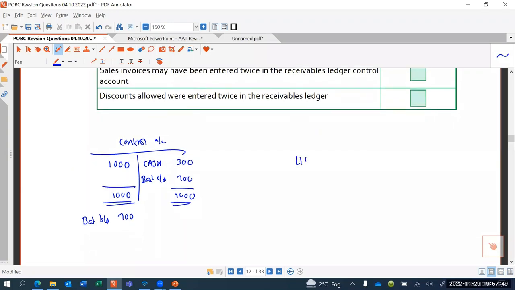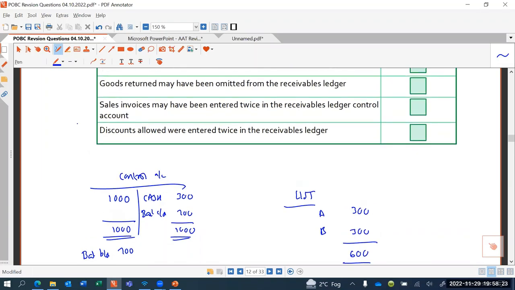Now, when I make my little list of those customers, the balance on the list is less than the control account. My list of A and B, maybe 300 and 300, so they're only showing 600. So how could you explain that? What could have gone wrong to mean that the control account shows there's more outstanding than the individual list does? That's what we've now got to understand.